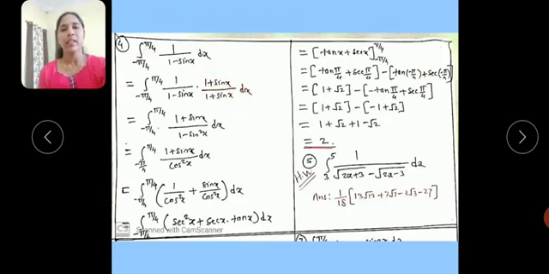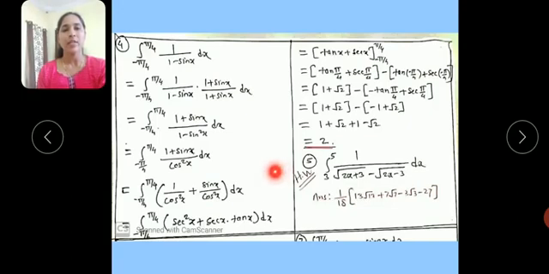Now third, integration of minus pi by 4 to pi by 4 1 plus sin x divided by 1 square minus sin square x dx. Now see the step number 4, minus pi by 4 to pi by 4 1 plus sin x divided by cos square x dx. Here separate this term, we get minus pi by 4 to pi by 4 1 divided by cos square x plus sin x divided by cos square x dx.